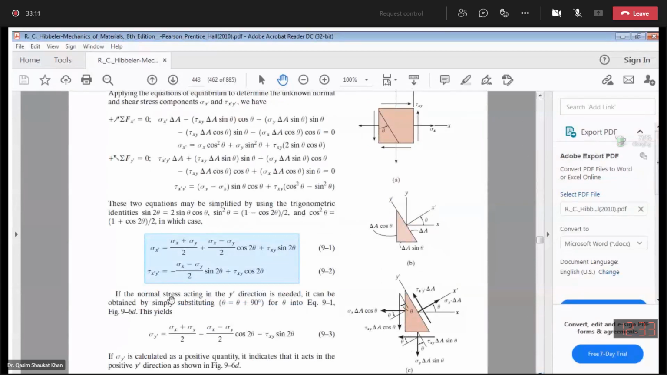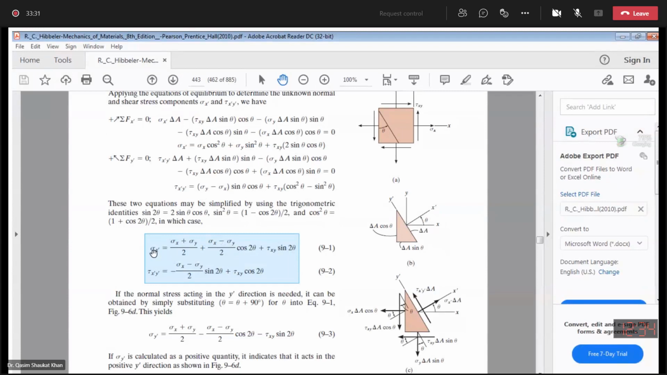So these are the equations which we have to derive today. This equation is sigma x dash is equal to sigma x plus sigma y over 2 plus sigma x minus sigma y over 2 cos 2 theta plus tau xy sin 2 theta.